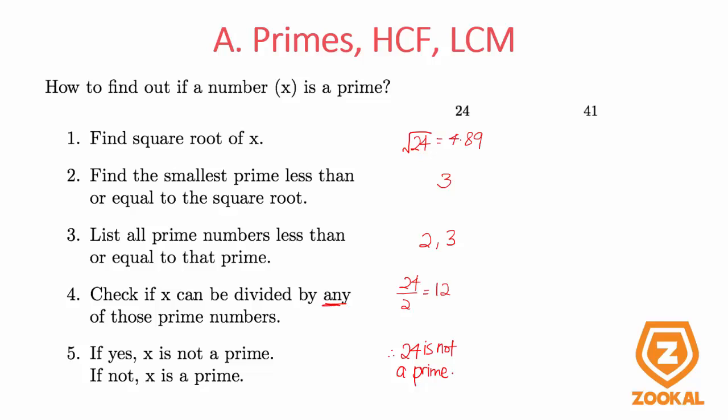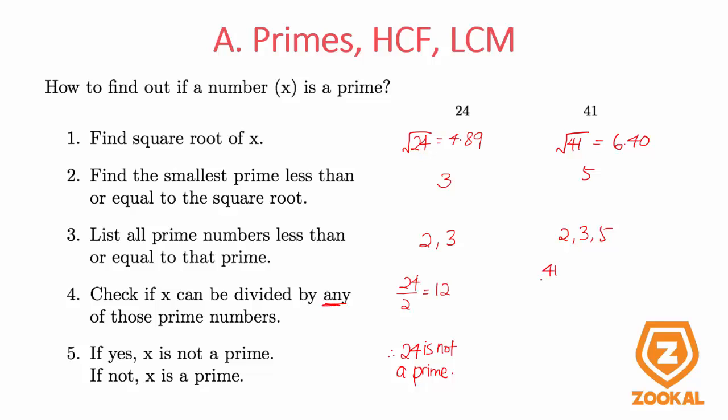So we do the same check with 41. The square root of 41 is around 6.40. The largest prime less than that would be 5. So all prime numbers less than or equal to 5 would be 2, 3, and 5. Then we check if x can be divided by any of these prime numbers.